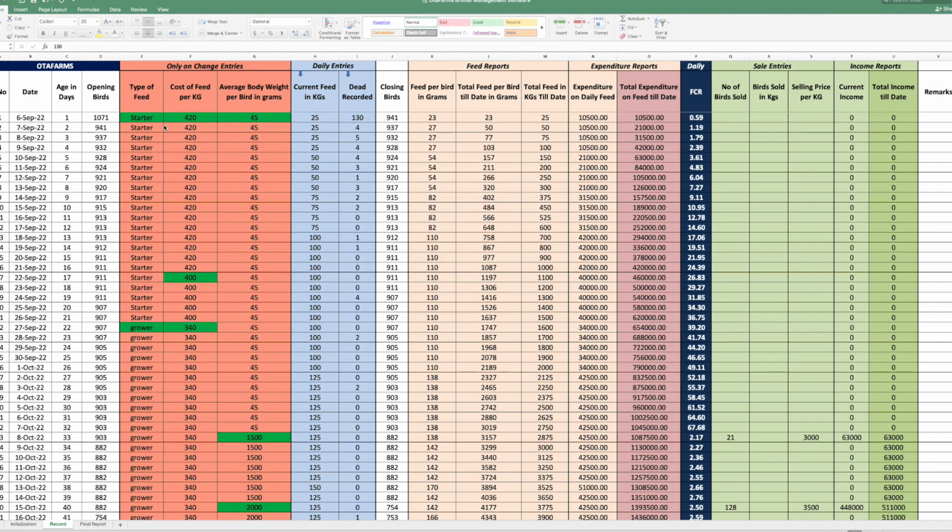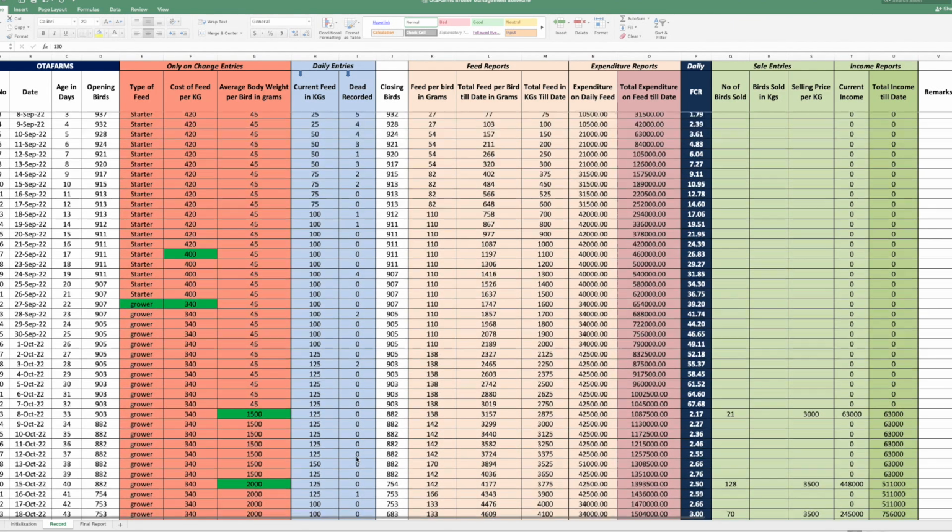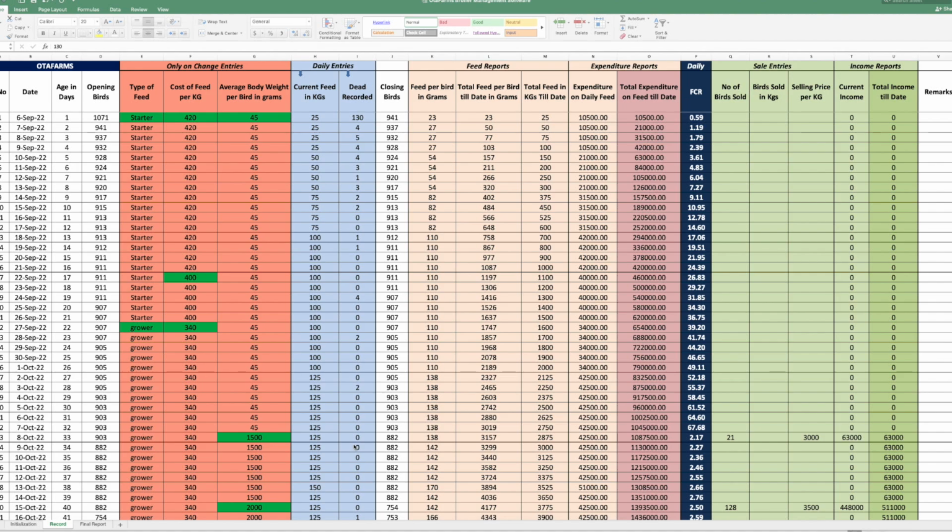But once you capture all this data, these daily entries are the entries that your workers, the employees, will be entering every single day. You will realize that from the moment the chicks arrive in the farm, you have deaths. It's inevitable. You cannot avoid this. This will always happen. But as time goes on, they will reduce. As the birds grow, the mortality rate stabilizes, and it not only stabilizes, it reduces tremendously to the point where you have 0 deaths recorded in your farm.